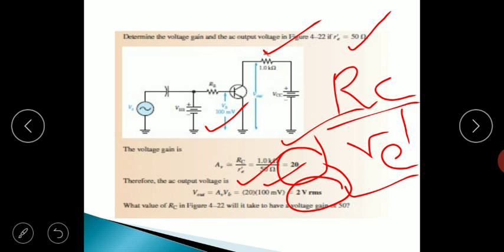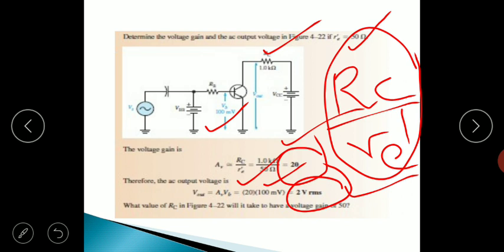So this is how a simple example on a BJT amplifier we can solve. The important thing that you should remember here is this formula: RC by RE dash is the gain, and the gain can also be written as output voltage by input voltage, that is VC by VB. From that we can determine this.